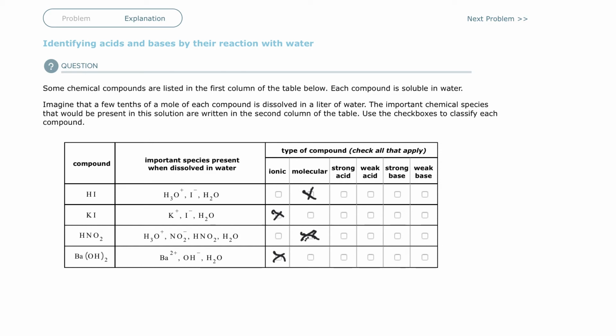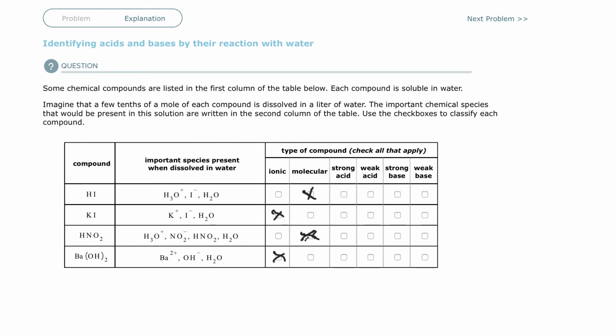So you have acids, bases, and salts. This is a salt. And so you're not going to check any of these boxes because it doesn't apply. There's no acid or base. So you can't have a strong acid if it's not an acid. You can't have a strong base if it's not a base. So let's go back and do strong and weak.